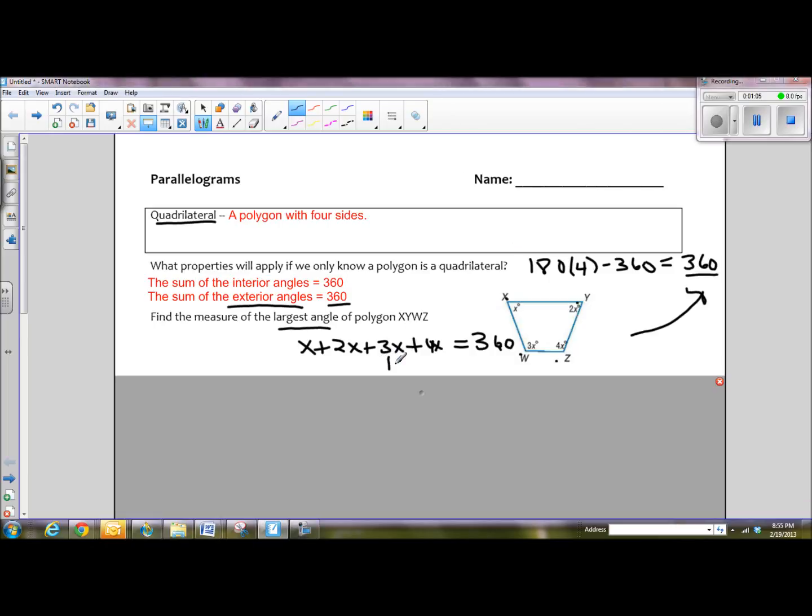So combining like terms, we get 10x equals 360, which gives us x is 10. To find the largest angle, we use the angle with the largest coefficient, 4. So 4 times 10 gives us the largest angle, which is 40 degrees.